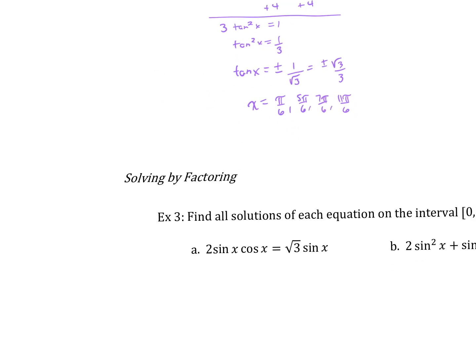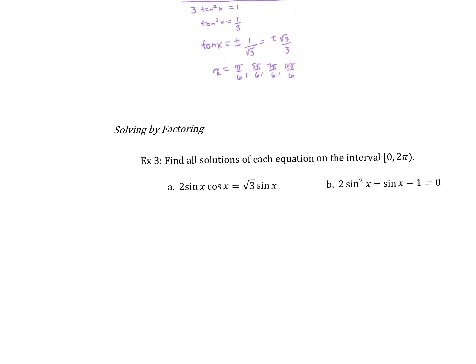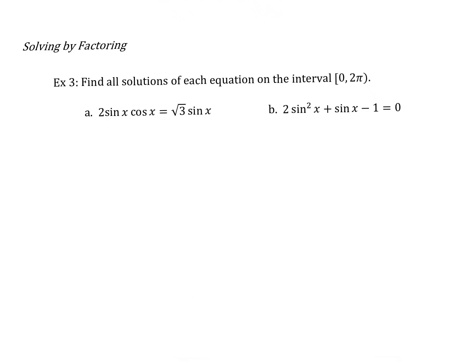Onward. If you notice these next couple, we're going to factor. And if you notice also, it's telling us that we are solving over the interval from 0 to 2 pi, so we know we want to give our answers in radians. If we're going to factor, we need one side set equal to 0. So I'm going to move this square root of 3 sine x over to the left-hand side. So we get minus the square root of 3 sine x, and that's equal to 0.